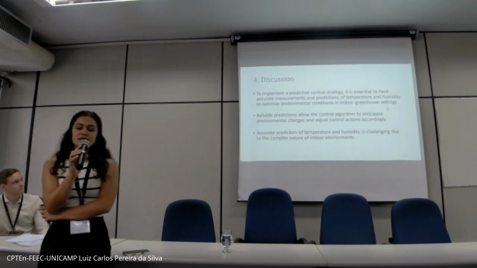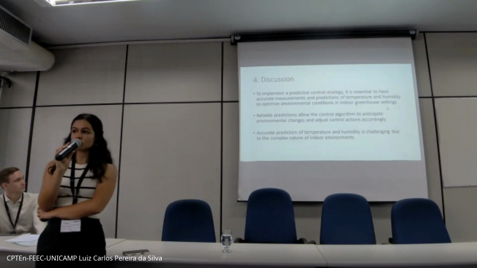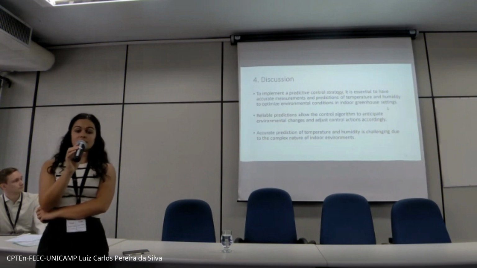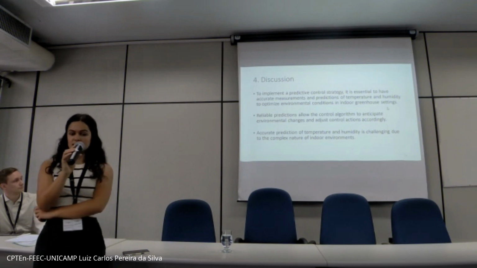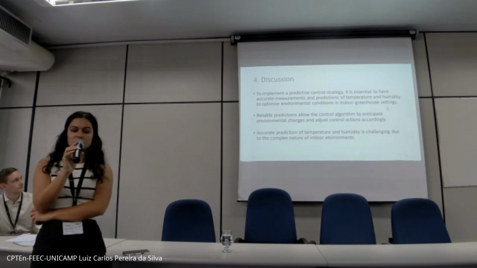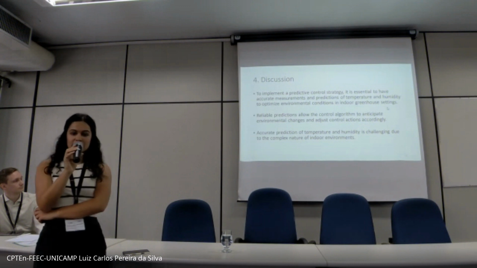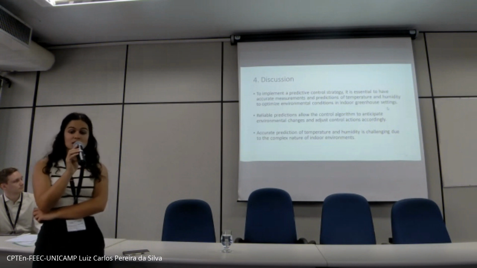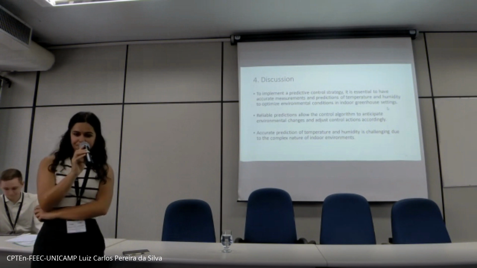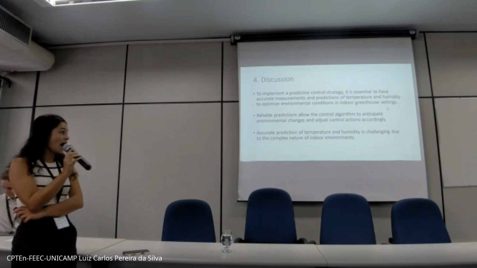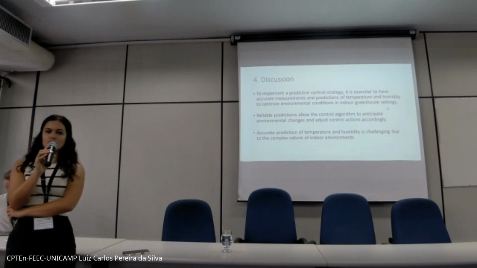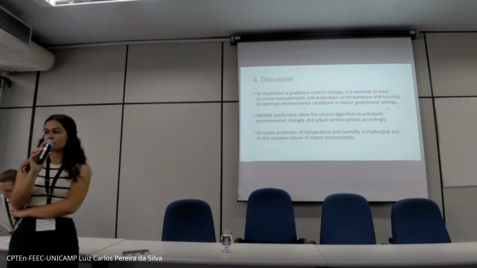To implement a predictive control strategy, it is essential to have accurate measurements and predictions. And we saw that it's important to have good temperature and humidity to be able to optimize the conditions of the indoor greenhouse settings. Also, reliable predictions allow the control algorithm to anticipate environmental changes and to adjust control action accordingly. Accurate prediction of temperature and humidity is also challenging because it's complex and they're all related. All parameters are related to one another in a greenhouse.